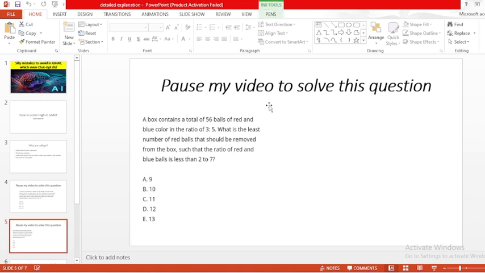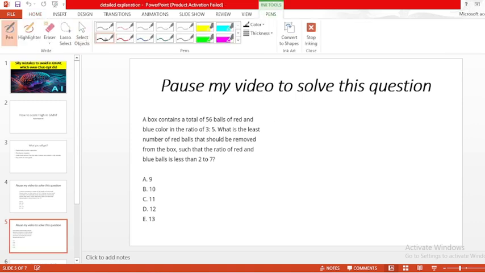So, friends, let me take my pen here. Okay, now I'm ready with my pen. So, the question, I will read it for you. First part of the question, first we read. A box contains a total of 56 balls of red and blue color in the ratio of 3:5. Second part we'll read after that.